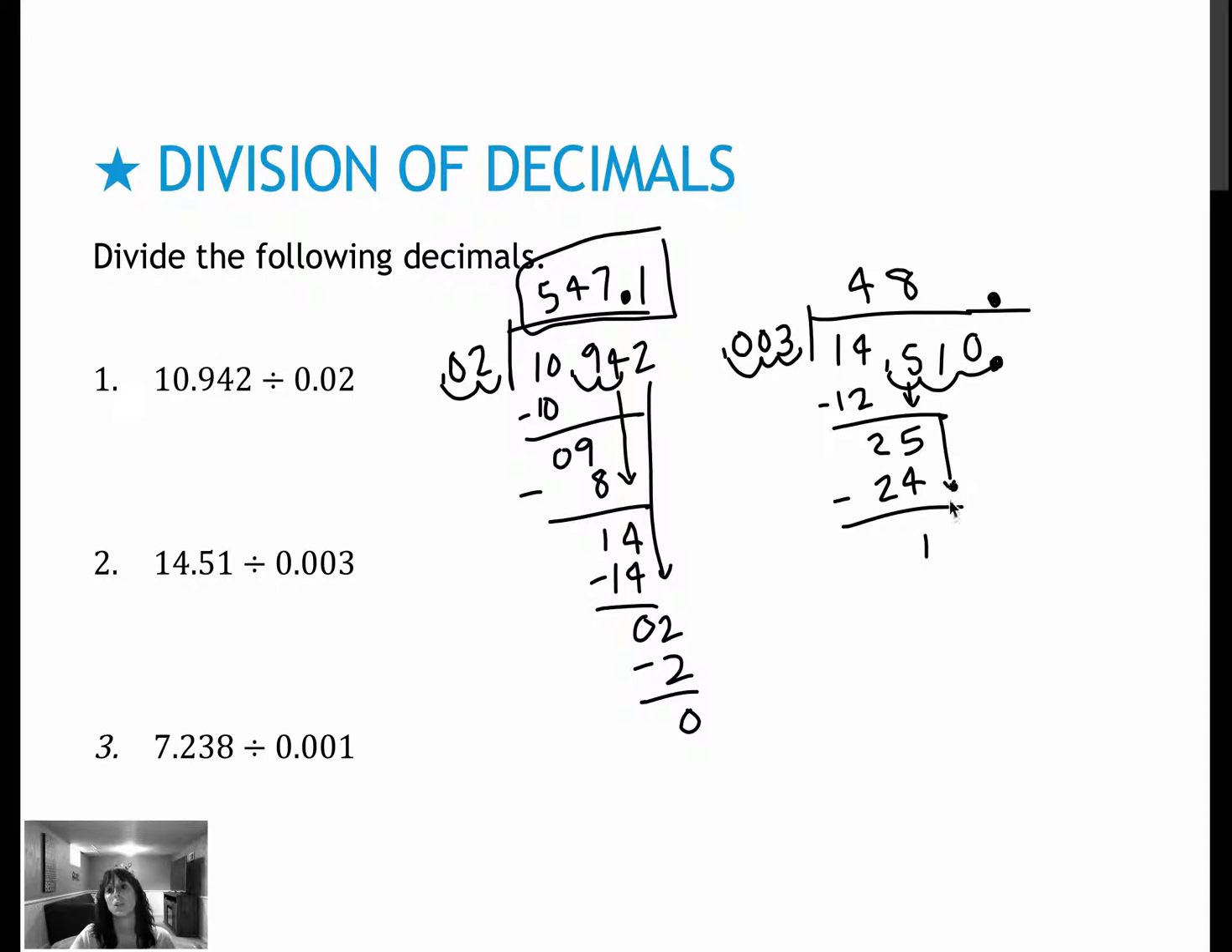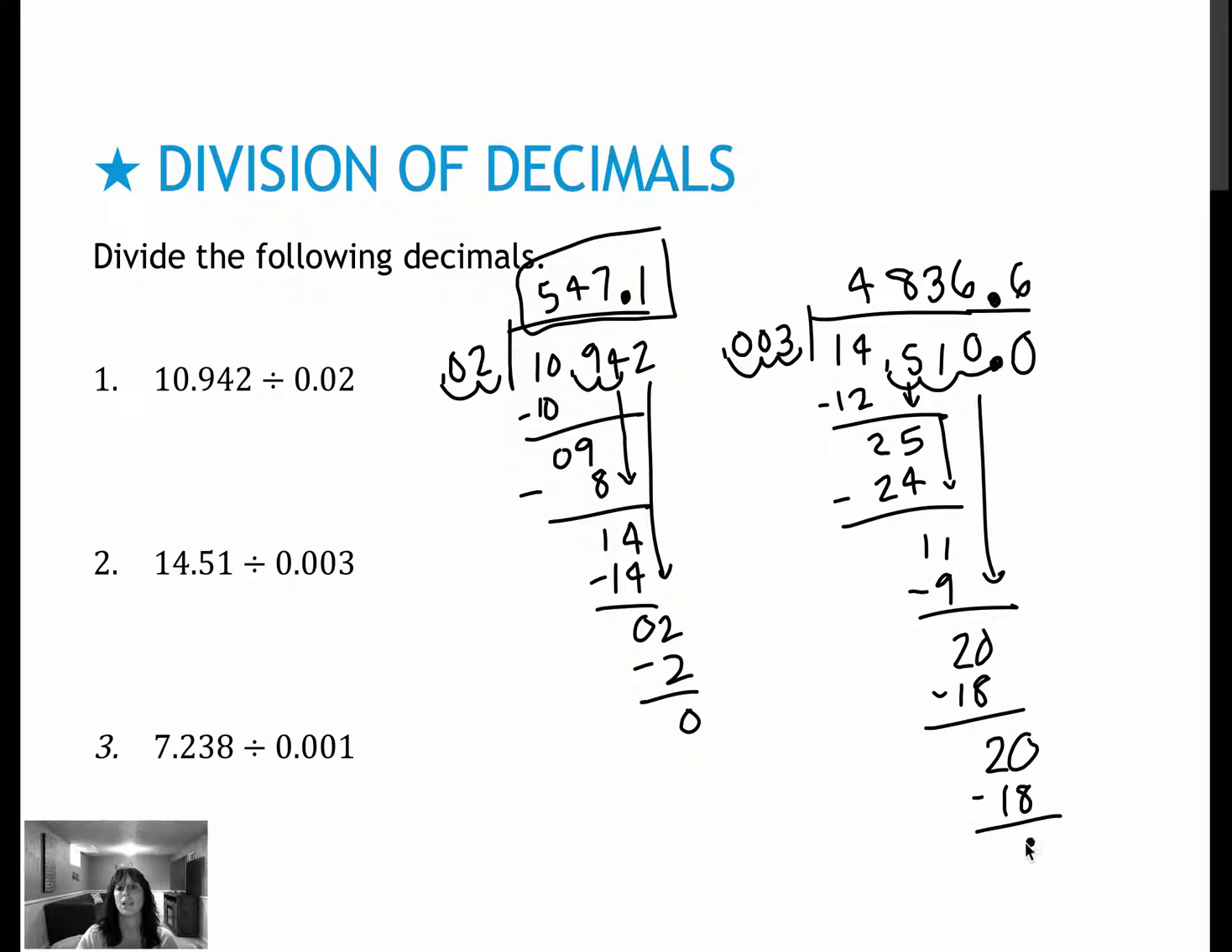I get 1, and I bring down the 1. 3 goes into 11 3 times, which is of course 9. 11 minus 9 is 2. Bring down the 0. 3 goes into 20 6 times, which is 18. Subtract to get 2. It's not done yet, so I add a 0. Bring down the 0. 3 goes into 20 6 times. That's 18, and now we can see that we're having a pattern here. In this case, I would write this as 4,836.6 repeating. So notice I didn't put the repeater bar to the left of the decimal. We don't do that, only to the right of the decimal.